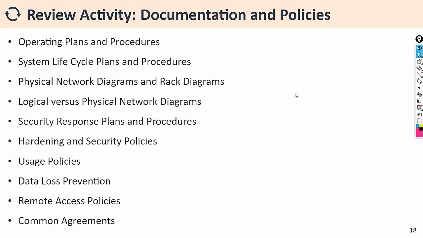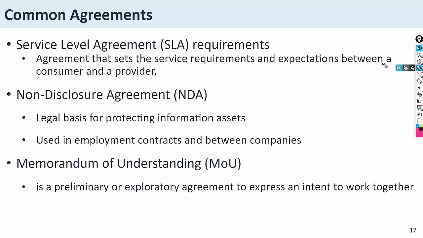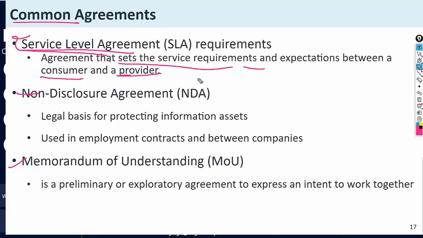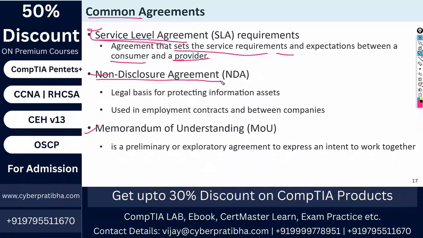There are some common agreements which are generally used, because this is also part of the documentation. These agreements are SLA, NDA and MOU. A service level agreement is an agreement that sets the service requirements and expectations between the consumer and the provider. NDA means non-disclosure agreement, like how much money I am getting from SkillSequel for providing the training to you. So this is an NDA, non-disclosure agreement.